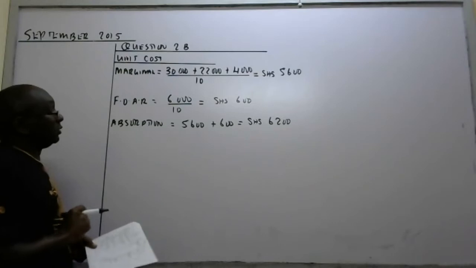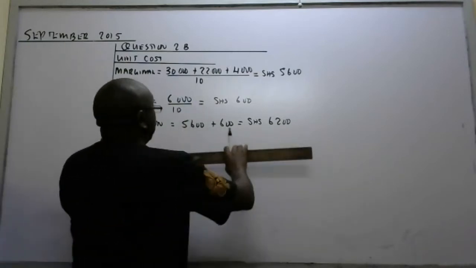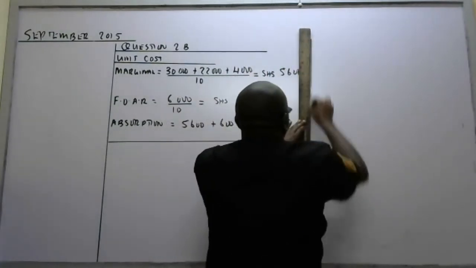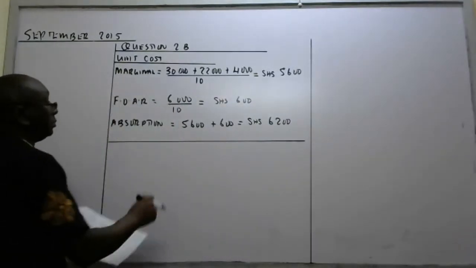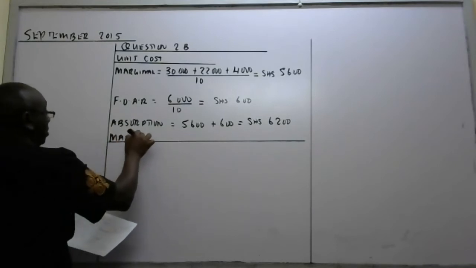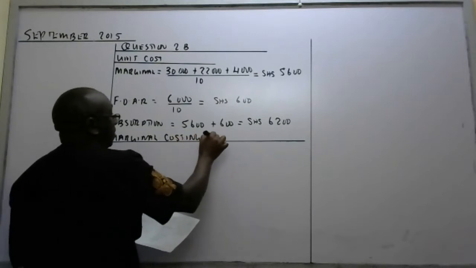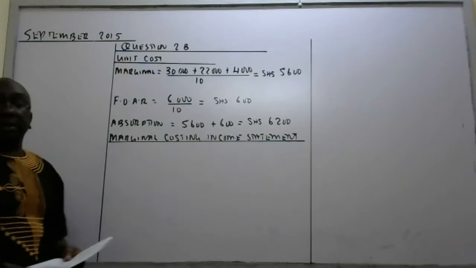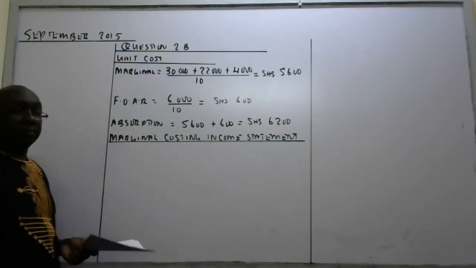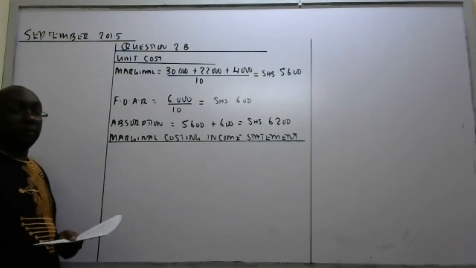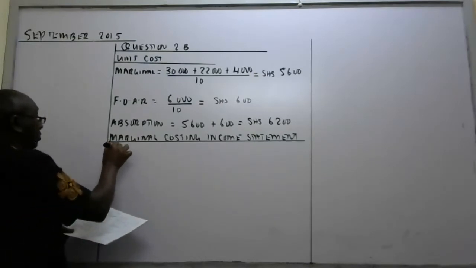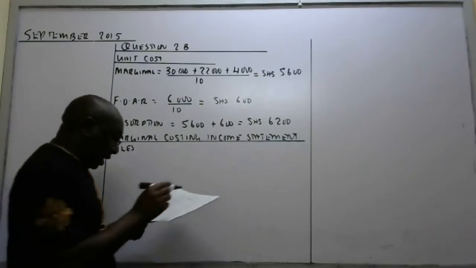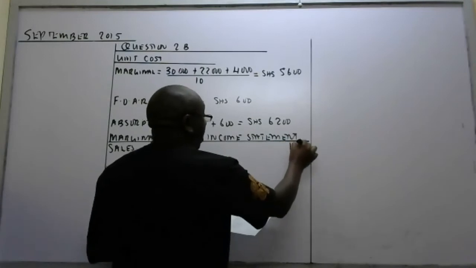So we are told to deal with marginal costing. So in marginal costing, we'll have something like this. Marginal costing income statement. So here we will have sales. Sales are provided down there. You can see the figures are in thousands, so it is 100,000.